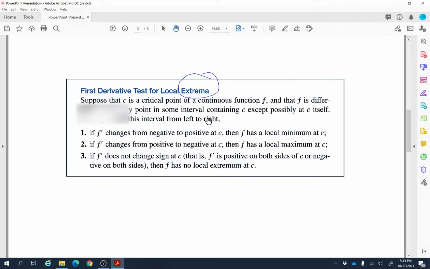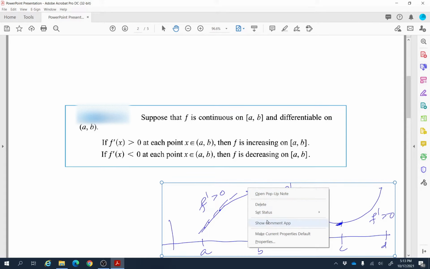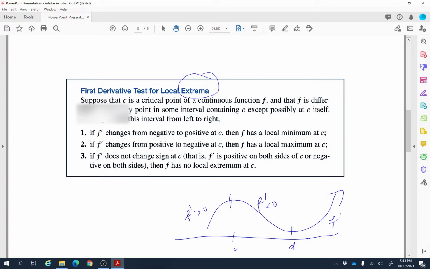Moving across the interval from left to right, think about the very same graph. As you can see, the derivative is positive, and there is a C, and then the derivative is negative here, and then there is a D. Again, the derivative is positive here.